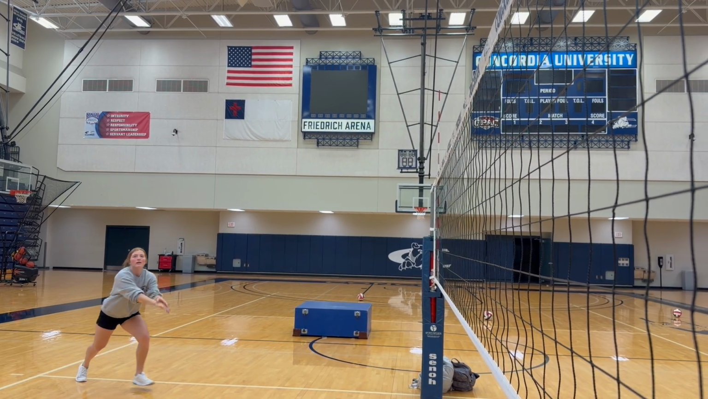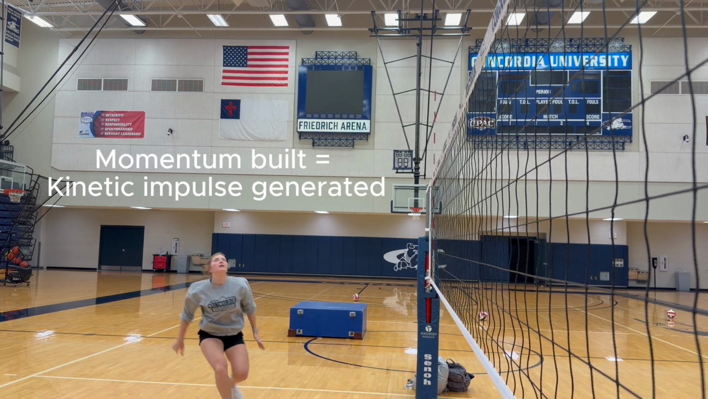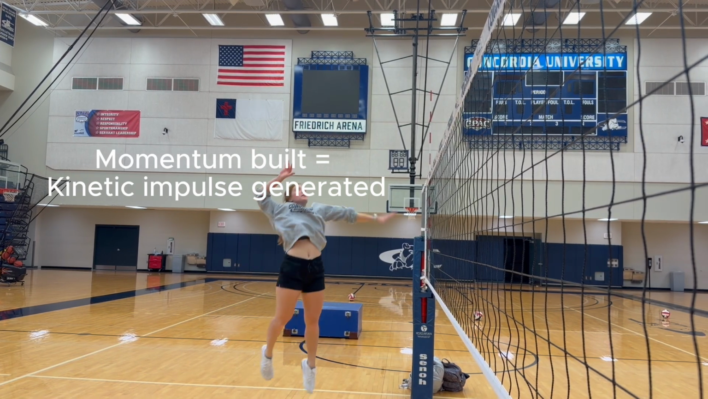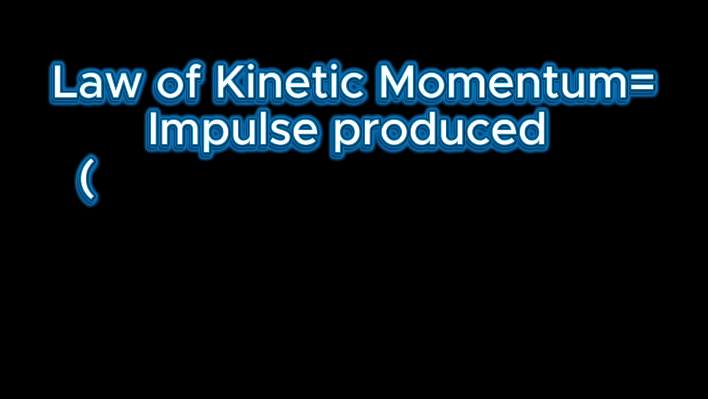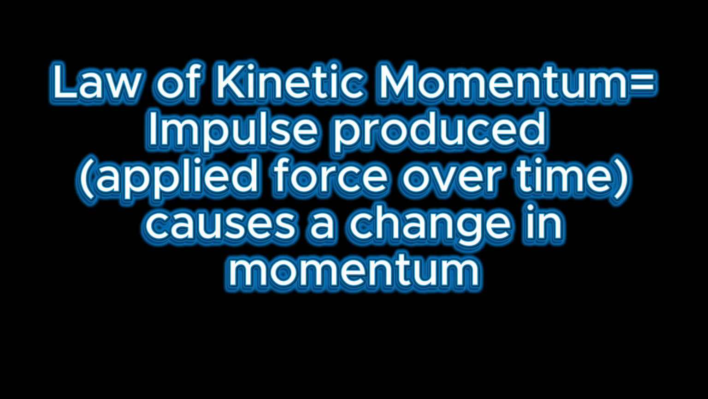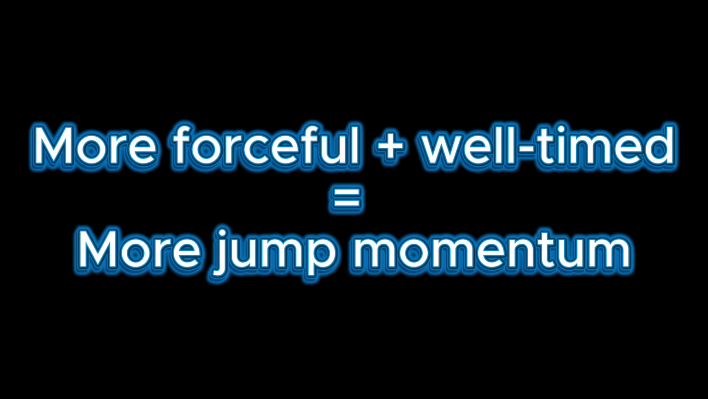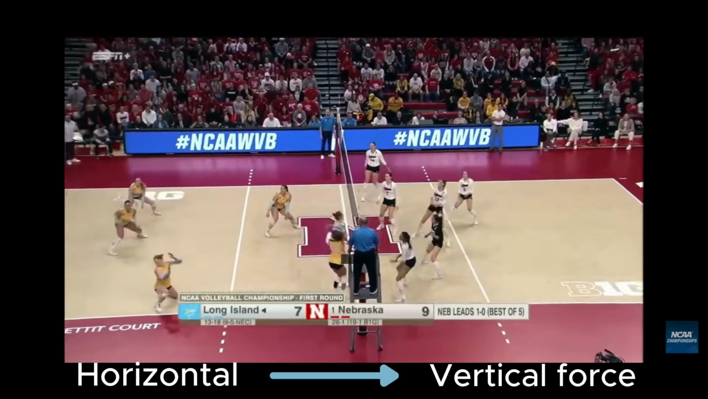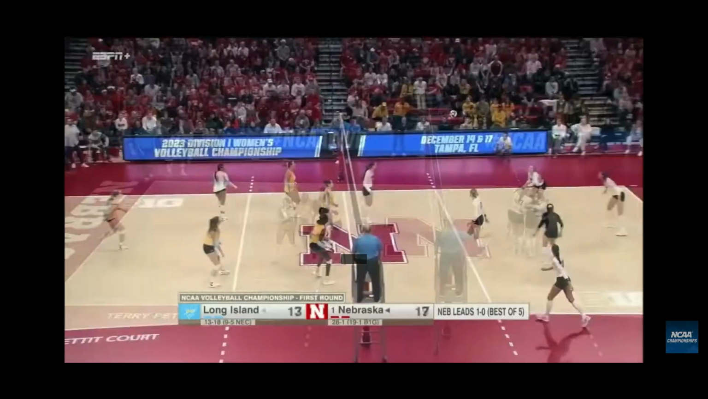between the two steps. The momentum a player builds during their approach steps is equal to the kinetic impulse they generate. According to the law of kinetic momentum, also known as the impulse-momentum relationship, the impulse produced by applying force over time causes a change in momentum. So, the more forceful and well-timed the approach steps are, the more momentum the player carries into the jump. This horizontal force is transferred into vertical force, therefore, this approach is decisive in volleyball success.